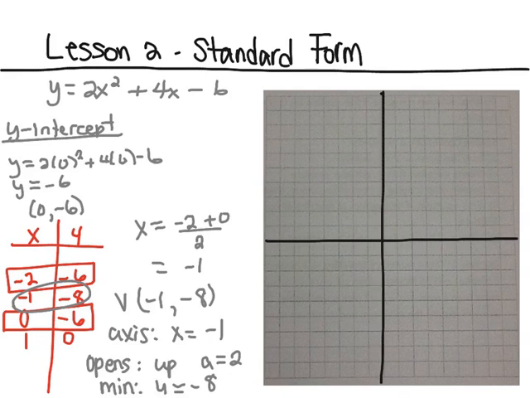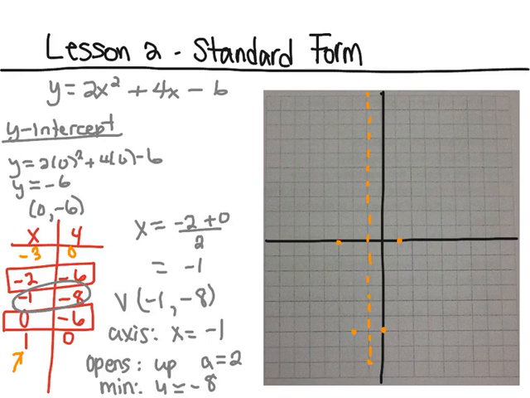So we have a point, our vertex at negative 1 and negative 8. Good. And we know that this is our axis of symmetry, so that means that everything is equal on each side. We also know our y-intercept is at 0 and negative 6, right here. And we have a point at negative 2 and negative 6. Now, because we have a point at 1 and 0, that means at negative 3, it's also going to be 0 because it has to be equal on both sides.